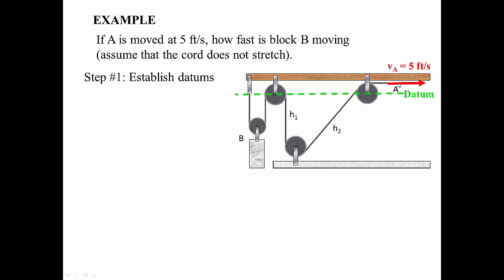However, A moves parallel to that datum, so we can't get any measurement from this datum for cable A. So we need to draw in another datum. We'll draw in a datum again at pulley A, but it's perpendicular to the rope at A.